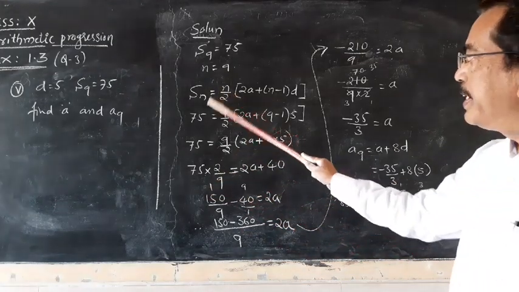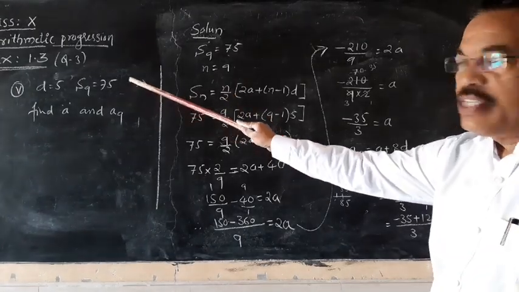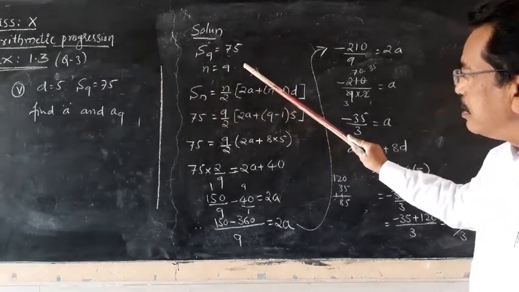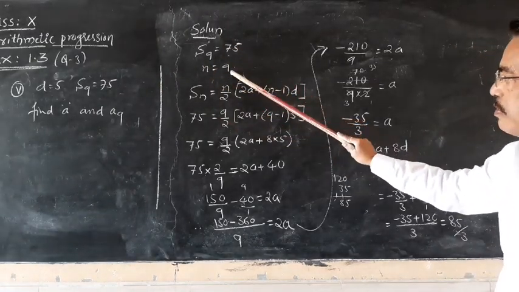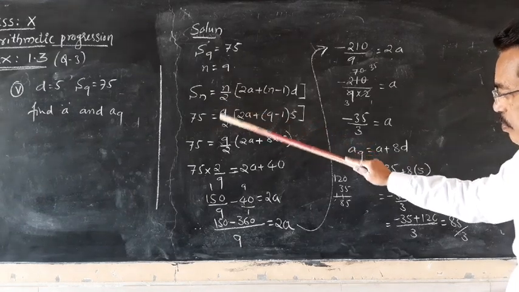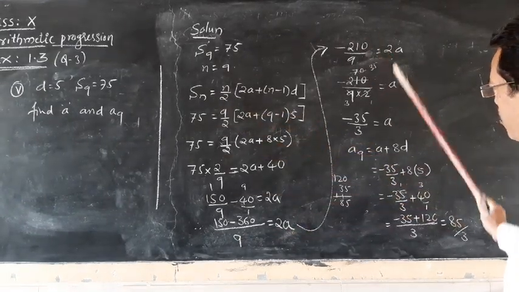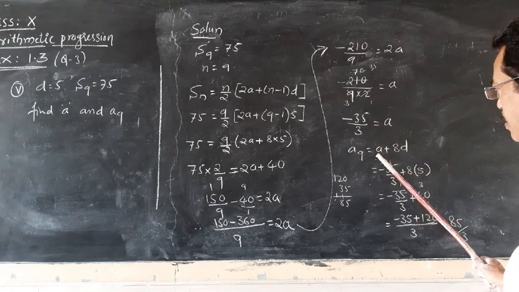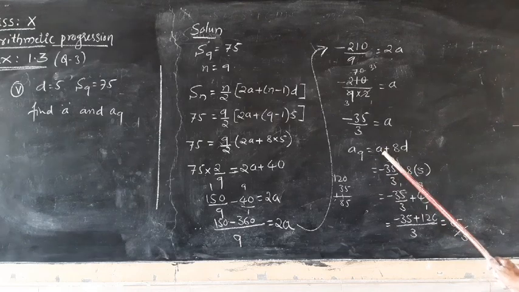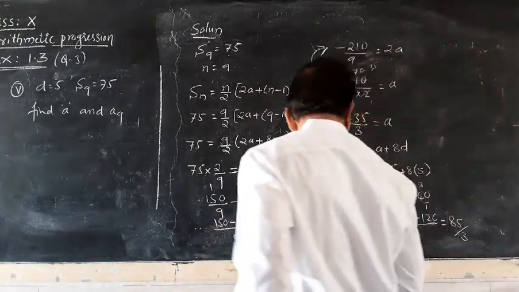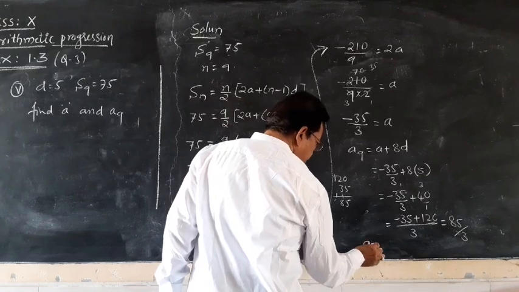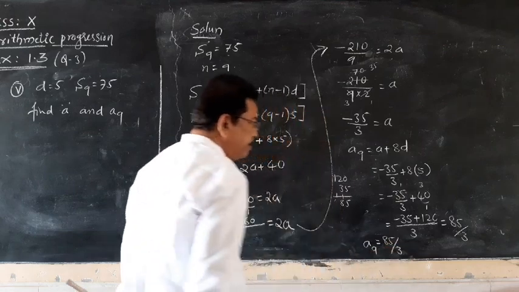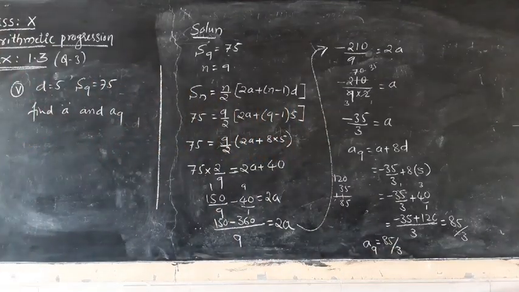See, here we have calculated Sn because S9 is given. After calculating Sn equals 75, n equals 9, we got a as minus 35 by 3. We have substituted the value of a in a9. That is a9, meaning I have written a plus 8d. Therefore a9 equals 85 by 3.